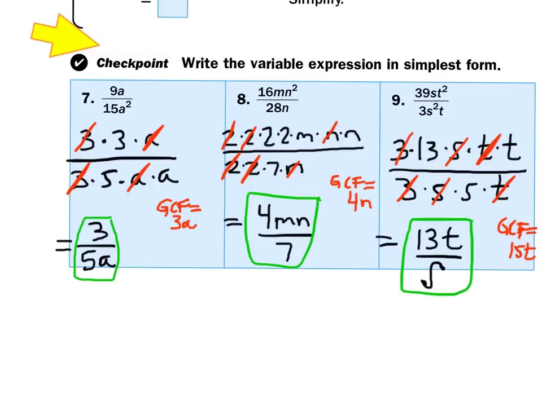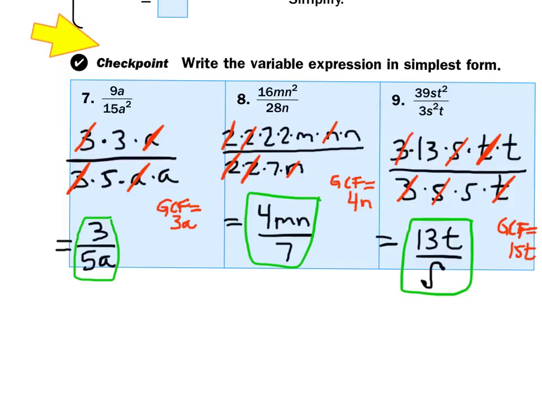So they have a 3 on the top and the bottom that match, so I strike it out. They have an a on the top and the bottom that match, so I strike that out. That leaves me with 3 in the numerator and 5a in the denominator. So 3 over 5a is the simplest form. But remember, the greatest common factor that I used to simplify it was 3a. That's what I struck out.